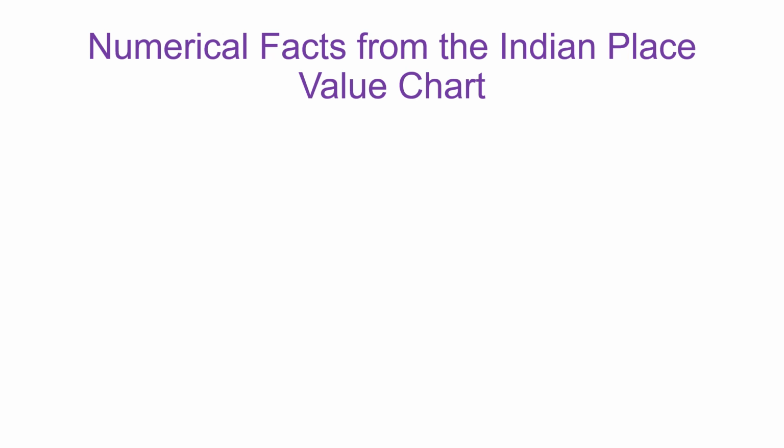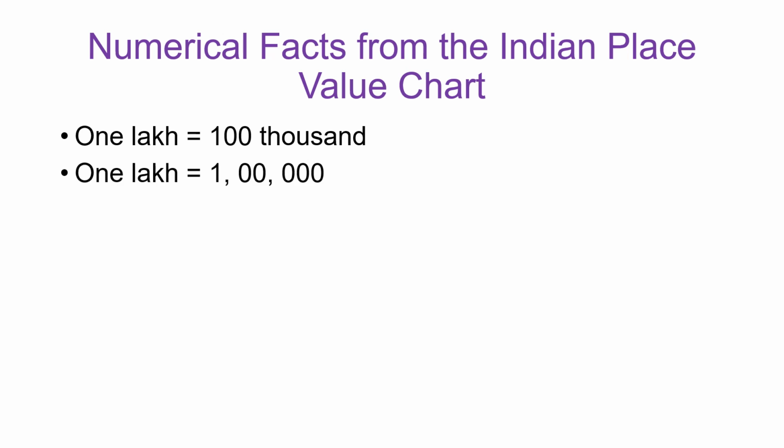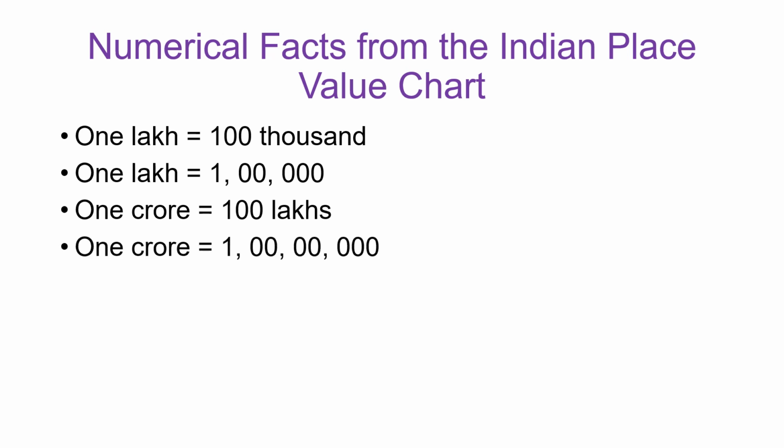Numerical facts from the Indian place value chart. 1 lakh equals 100,000. It can be written in the numerical form 1 followed by 5 zeros. 1 crore equals 100 lakhs. It can be written in the numerical form 1 followed by 7 zeros.